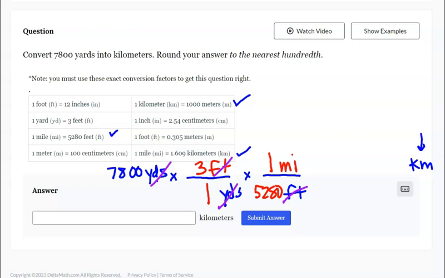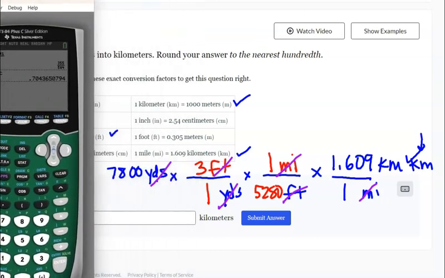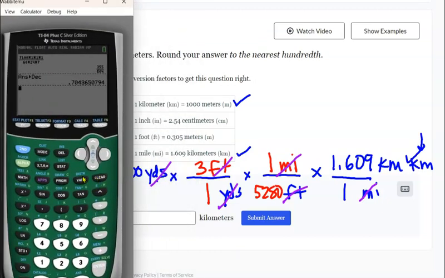Now I need my miles to disappear. And let's see, I've got right here, 1 mile is 1.609 kilometers. Bingo! I've got there. Okay, great. Now my miles cancel out. All right, now I'm going to use my calculator. I'm going to do what I did last time. Where, whoops, don't get that 2 off the screen here. Hold on.